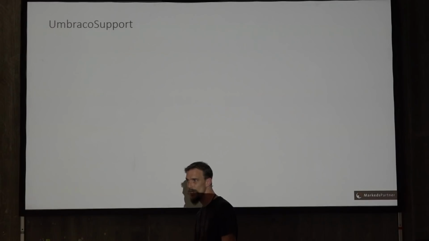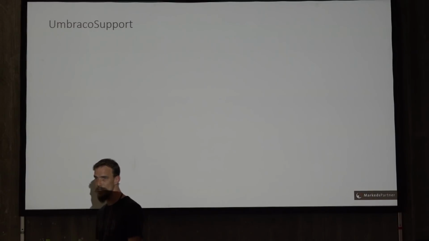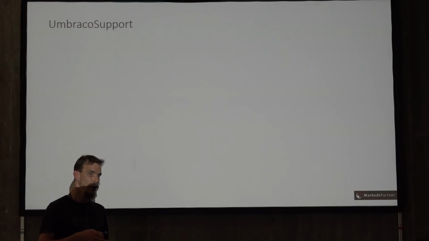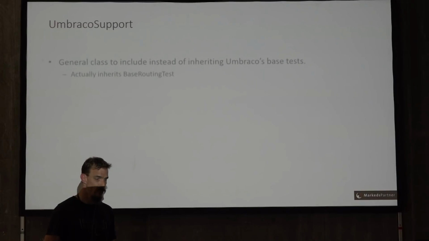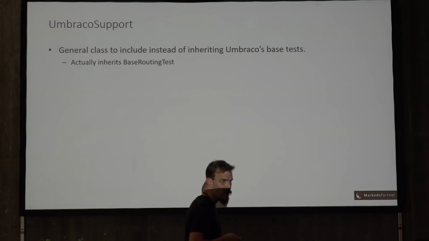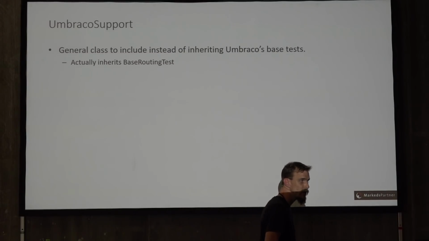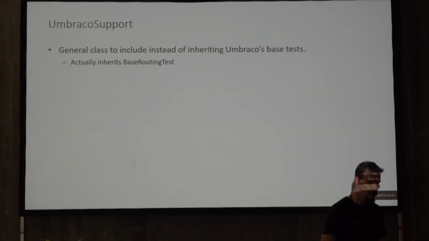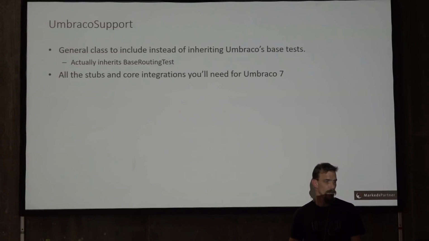So what I did was that I created a class called Umbraco support. It doesn't have any NuGet package, but it's on GitHub, and I recommend that you copy it into that unit testing adapter assembly, because it wraps up all of the stuff that you would otherwise use. It inherits one of those base test classes. That means you don't have to. And as I said, it stubs up pretty much everything you want to do.